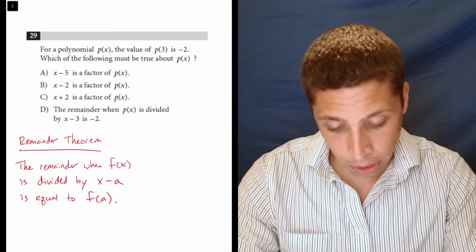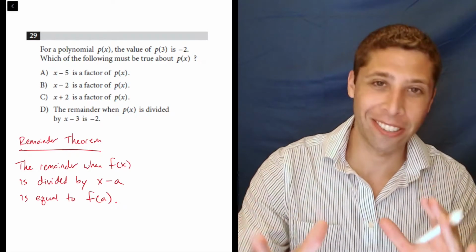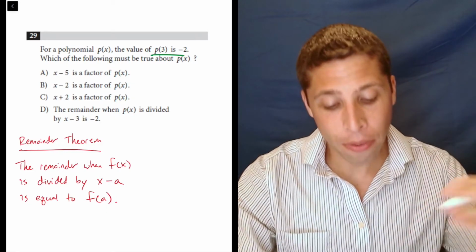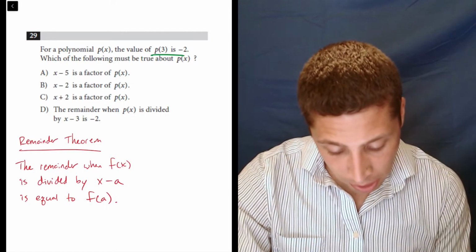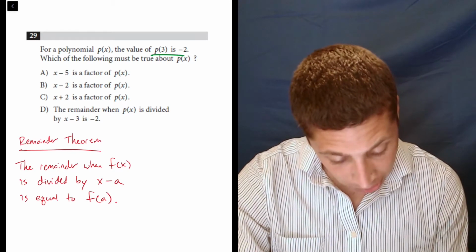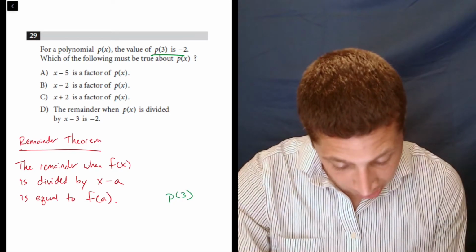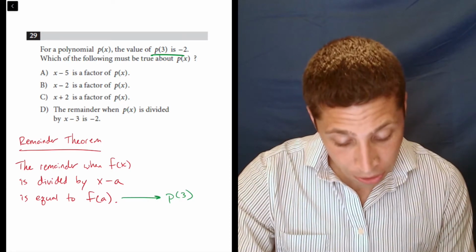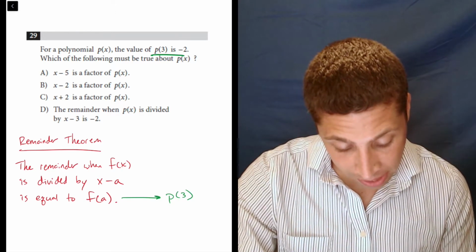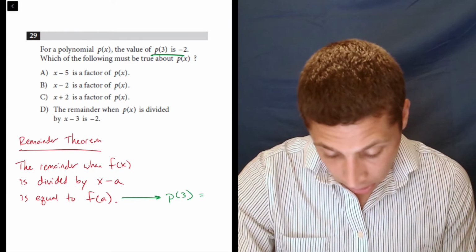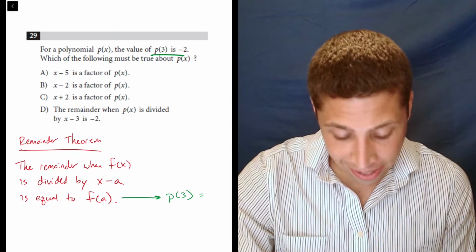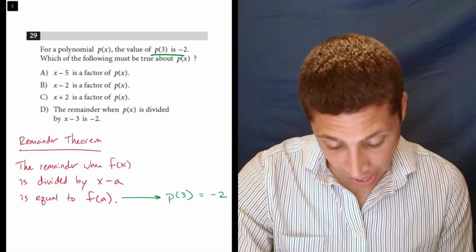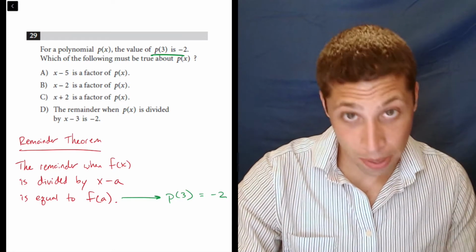So let's see how that would look in this case. Not only have they tested this rule, but they give us the end of the rule and are reversing it on us. The value of p of 3 is negative 2. So that p of 3 is the equivalent of my f of a. So the remainder, when f of x is divided by x minus a, is equal to f of a. So negative 2, then, is the value of f of a, p of 3 in this case.